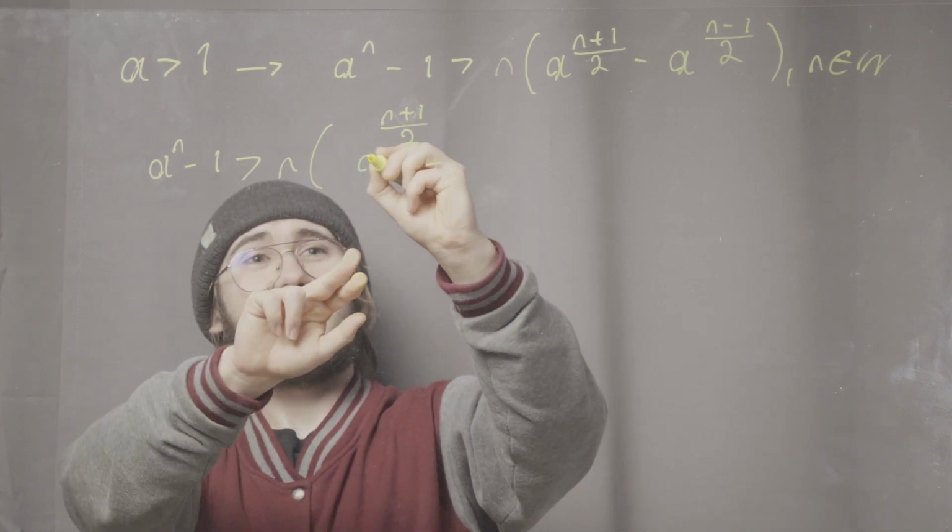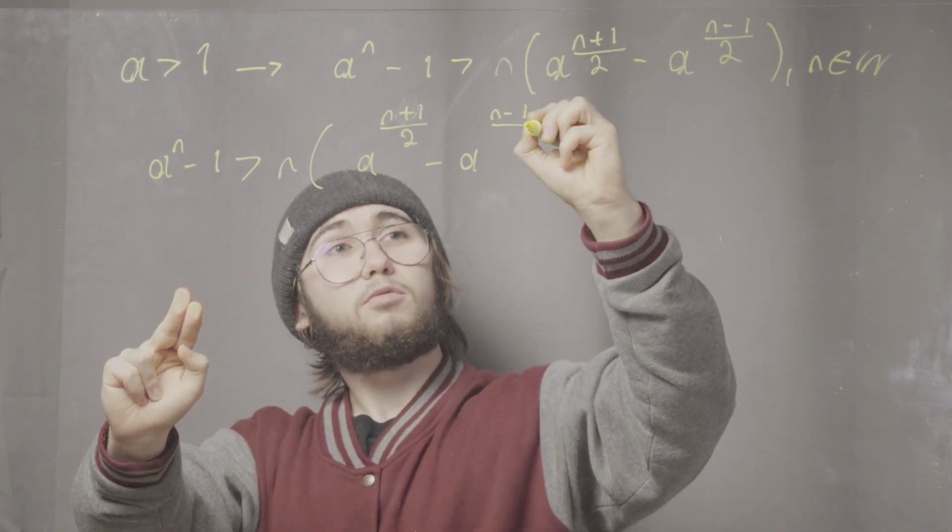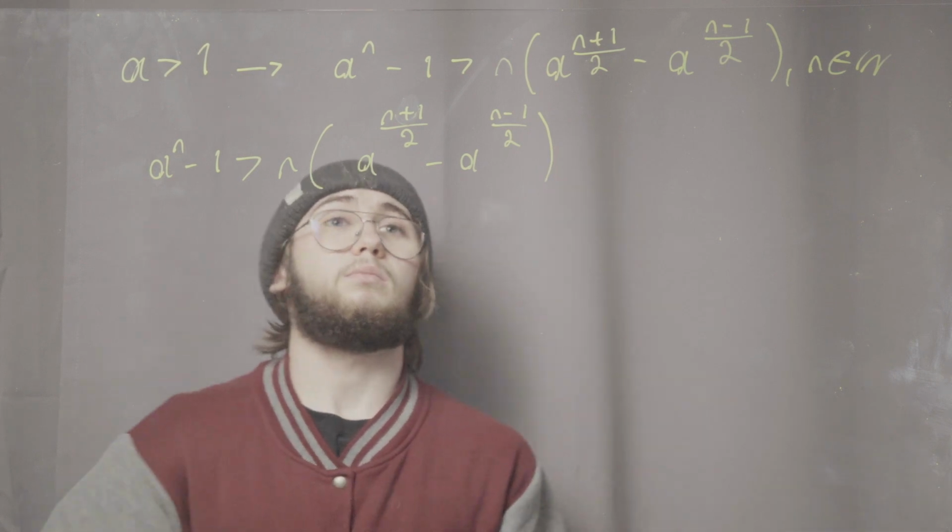Okay, so a to the power of n plus 1 over 2 minus a to the power of n minus 1 all over 2. Beautifully.